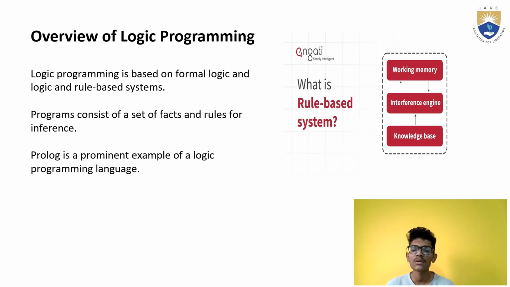Overview of logic programming. Logic programming is based on formal logic and rule-based systems. Logic programming is a rule-based system. These programs consist of a set of facts and rules for inference. Prolog is a prominent example of a logic programming language. What is a rule-based system? Working memory goes to the inference engine, and it gives back to the working memory and finally the knowledge base.